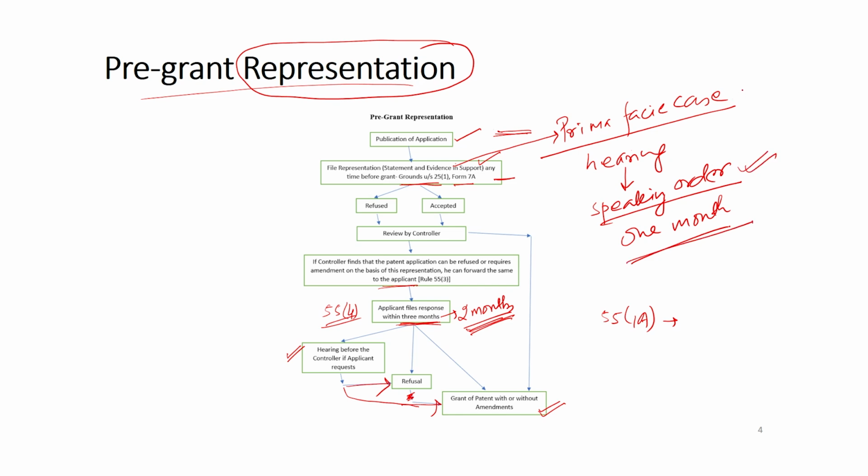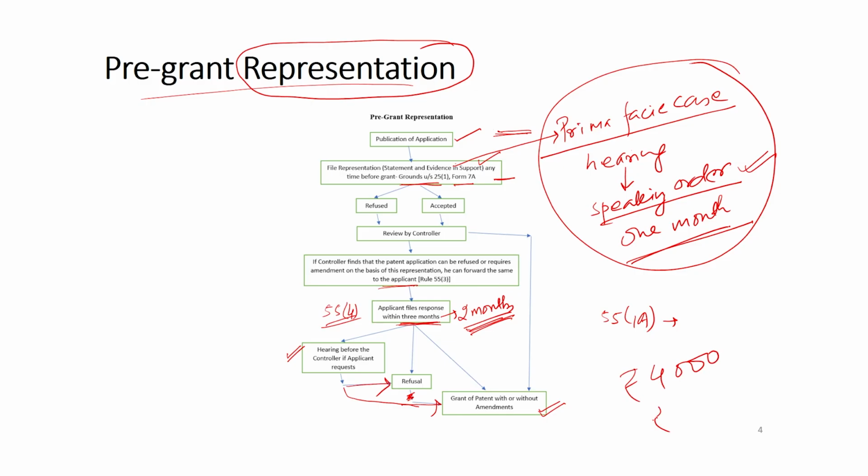This is one thing which will discourage people from raising frivolous objections, and the other point which I mentioned was payment of fees, which may be 4,000 for individuals and 20,000 for companies. So, fee payment becomes mandatory.